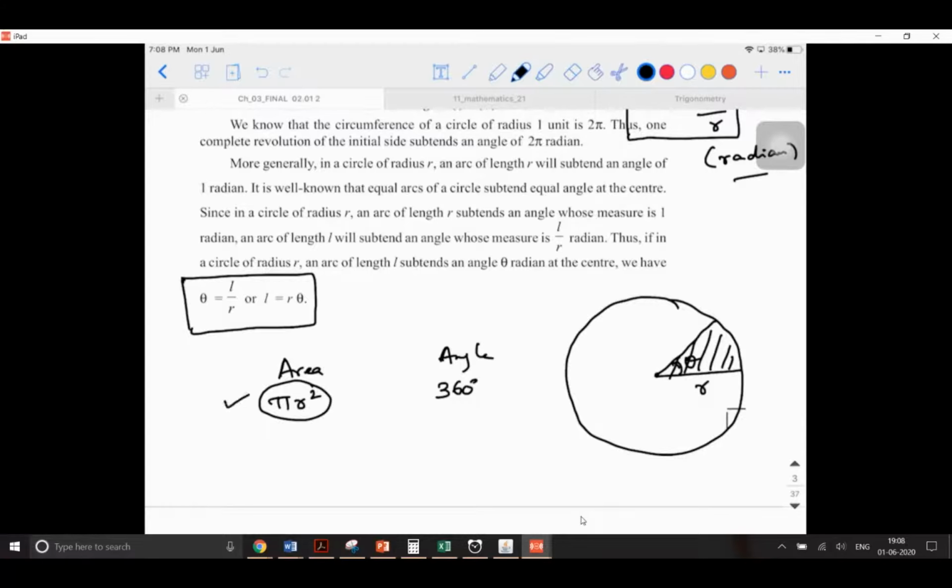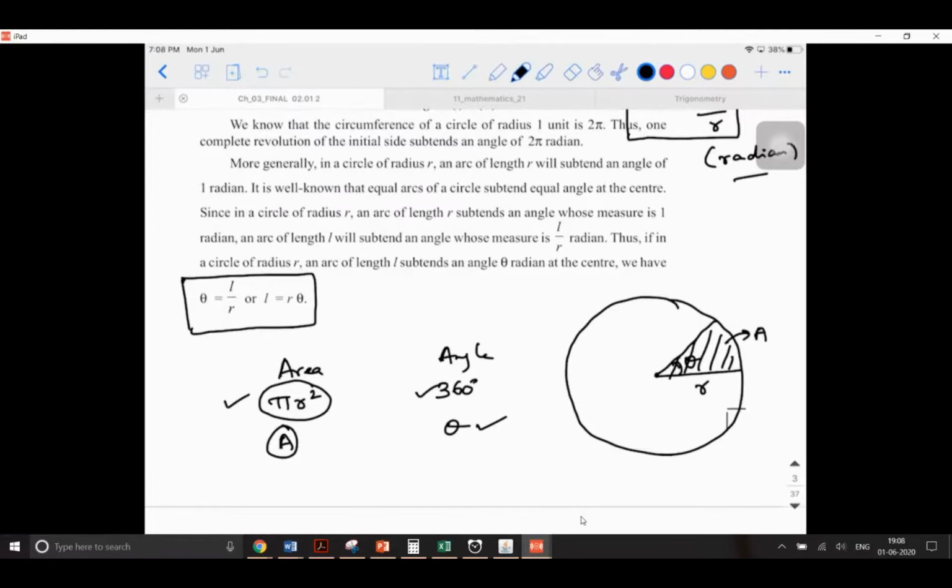So if I cover an area of pi r square, how much is the angle through which my compass is rotated? My compass is rotated through an angle of 360 degrees. Similarly, if I want to find the area of the sector, if I take the area of the sector to be A, then what is the angle that I'm supposed to rotate? Let me say the angle through which I've rotated is theta to form the sector. Then what will be the area of this?